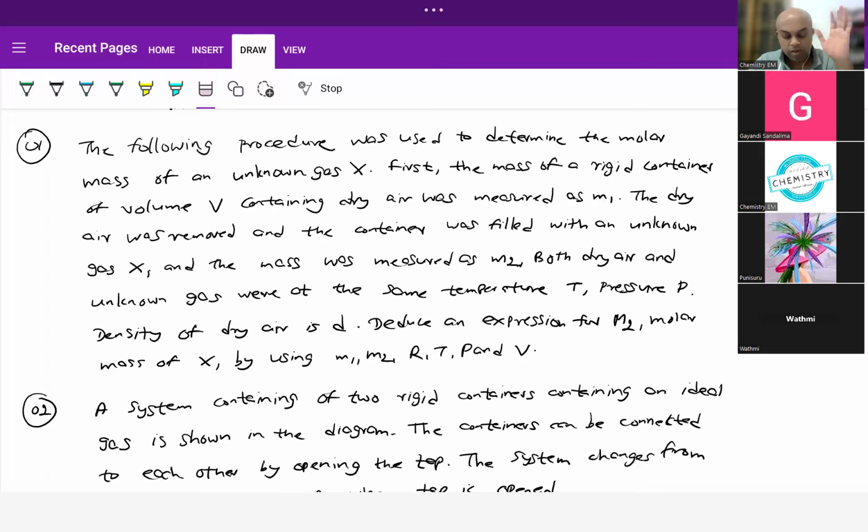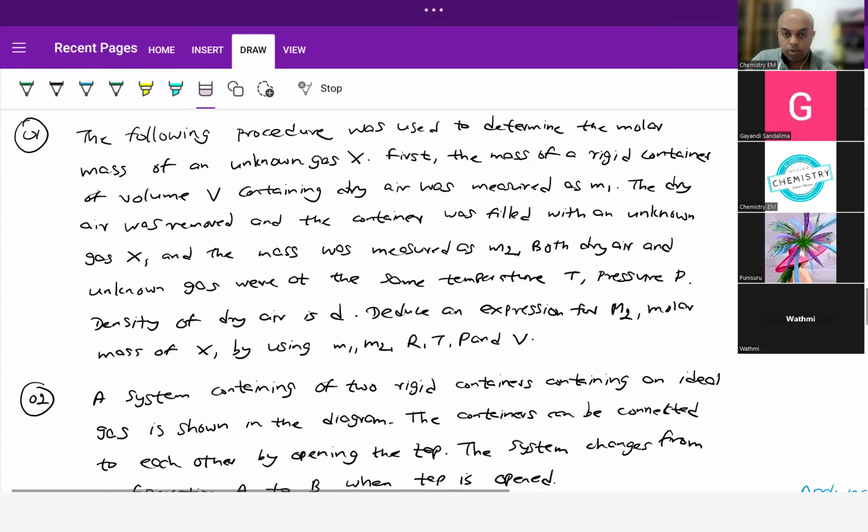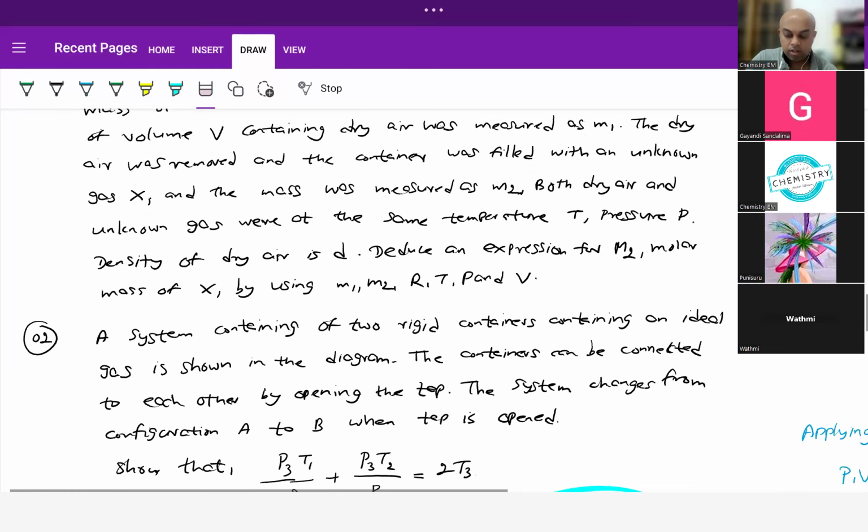The dry air was removed, and the container was filled with an unknown gas X, and the mass was measured to be M2. So now M2 means the mass of the container plus the unknown gas mass. Both dry air and unknown gas were at the same temperature and pressure, and the volume is obviously the same. Dry air density is also given as D. Derive an expression for the molar mass of X, the unknown gas.